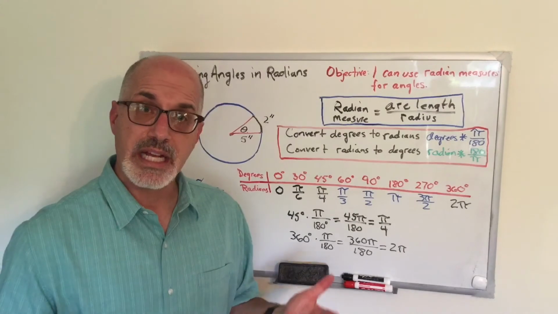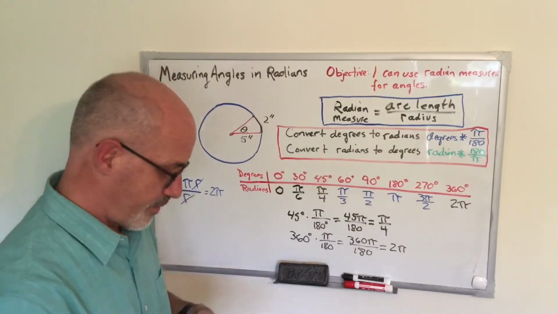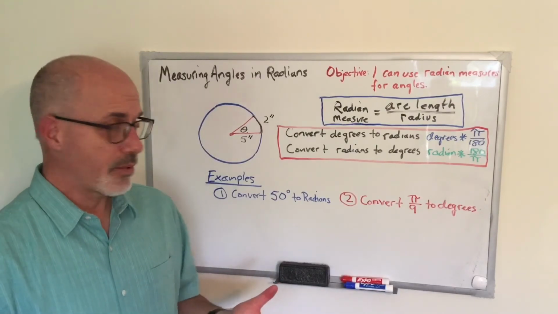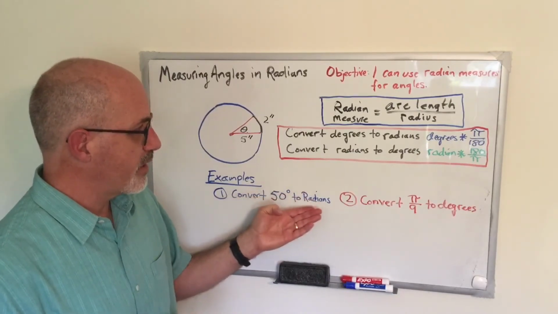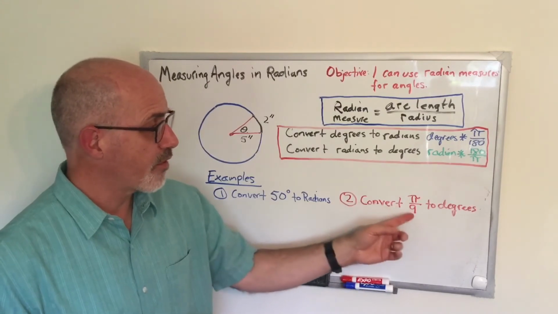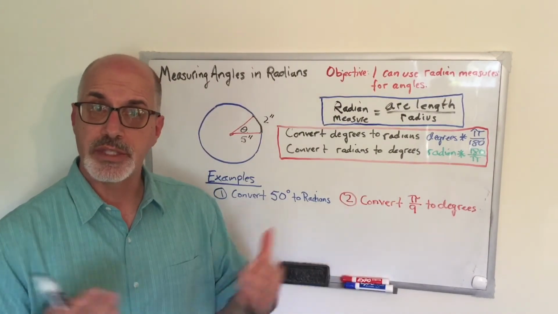Now let's try a couple sample problems to see how you do with using these conversions. Let's try these two examples. Pause the video, try to convert 50 degrees to radians using this conversion, and then convert pi over 9 to degrees using this one, and then we'll come back and do it together.